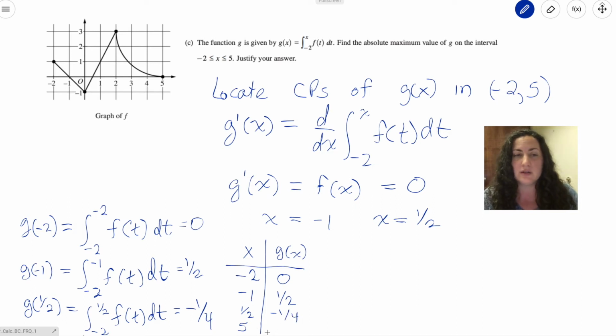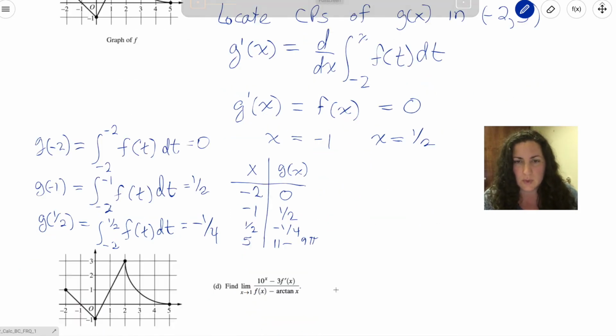And then finally 5. And actually this is something we already calculated up in part A, right? We already calculated the total integral between -2 and 5, and we found that that was 11 minus 9 pi over 4. And so, okay, these are our 4 values, and we just have to pick out the biggest one.